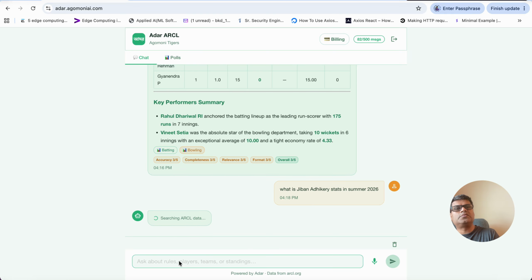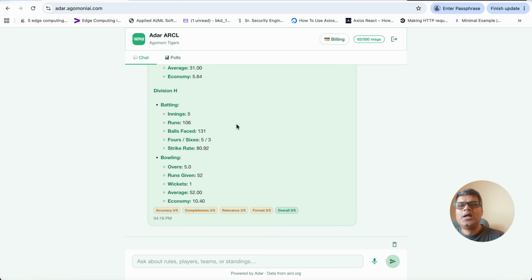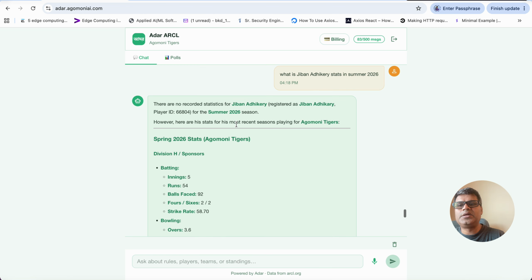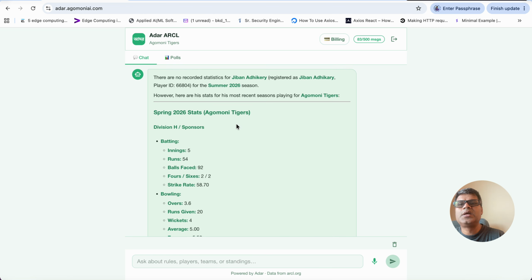There is no summer 2026 data yet because it has not started. I'm pretty sure it would give some information. For spring 2026, there are no recorded statistics for summer 2026. However, there are stats for the most recent seasons of Agumani Tigers.